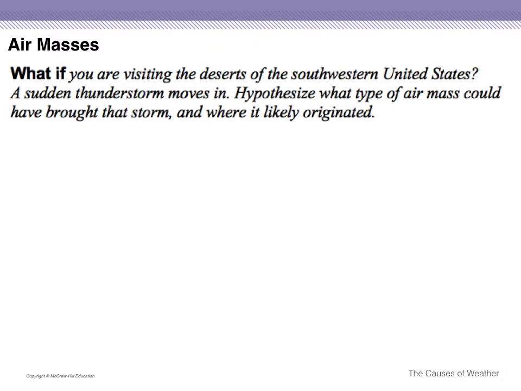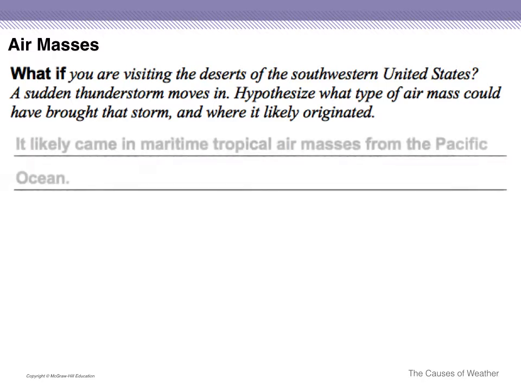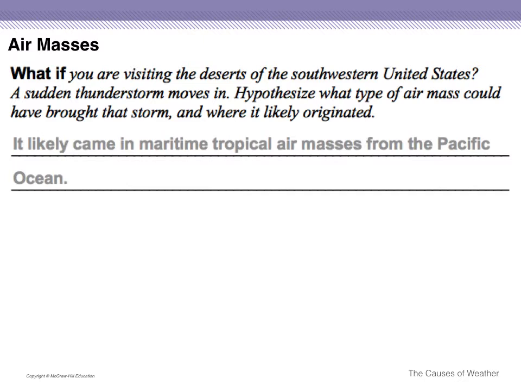What if you're visiting the deserts of the southwestern United States? So we're talking Arizona, Nevada. A sudden thunderstorm moves in. Hypothesize what type of air mass could have brought that storm and where it originated. Well, if it's a thunderstorm, that's going to be a moist air mass. So my thought would be it would come from a maritime tropical air mass from the Pacific Ocean, because you're in the southwest, so that's going to be maritime, and it's going to have to be tropical also because you're in the southwest part of the United States.